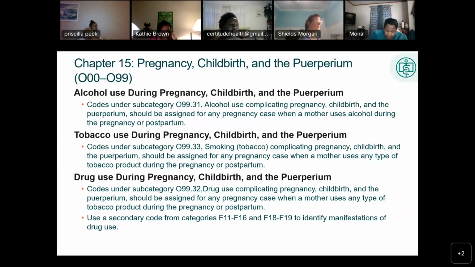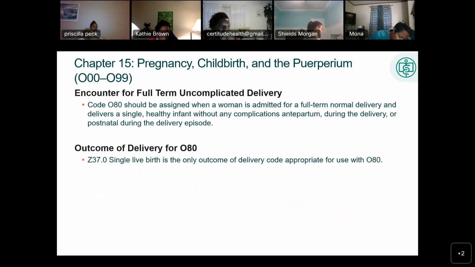So we've got alcohol use, tobacco use, and drug use during pregnancy. Just go ahead and highlight those guidelines. I think once you read them, they'll be pretty clear to understand. Notice that the guideline says use and not abuse. So alcohol, tobacco, and drug use. And you can read over those guidelines.